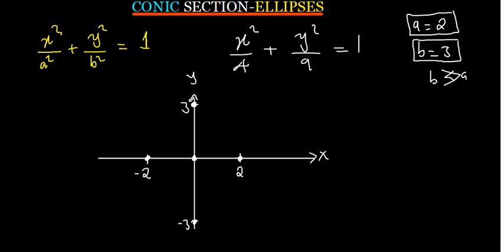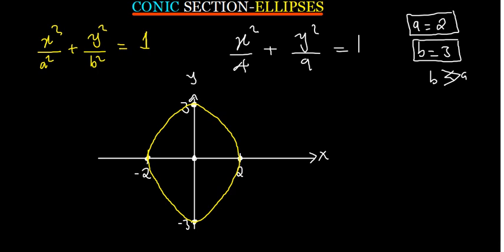Now, since we know that 3 is bigger than 2, that means that 3 is the major. So from here up to the end there where there's negative 3, that's the major axis, and then from here up to there, that's the minor axis. Now we can just connect these points and we should be as smooth as we can. So this is the graph of this ellipse, x squared divided by 4 plus y squared divided by 9.